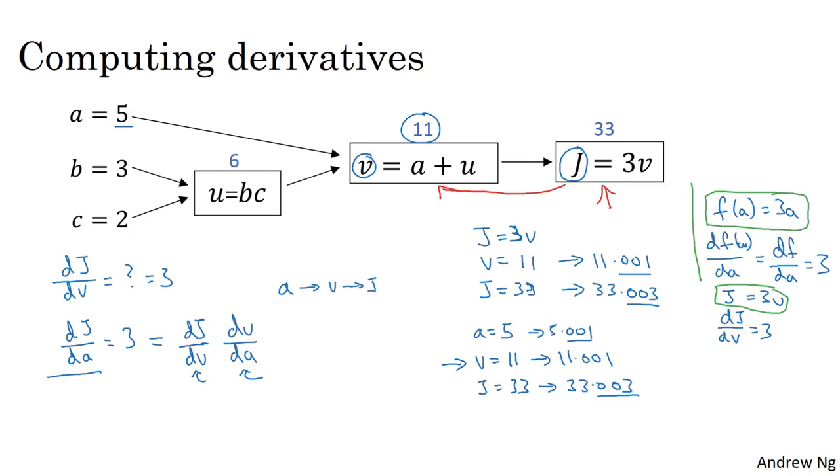And what we saw from this calculation is that if you increase a by 0.001, v changes by the same amount. So dv dA is equal to 1.